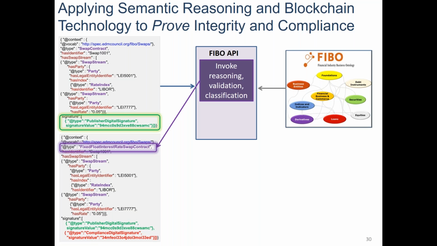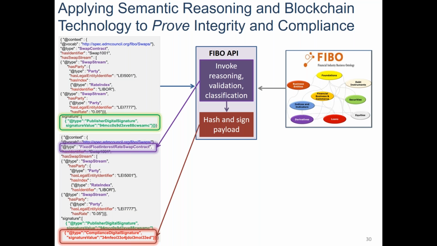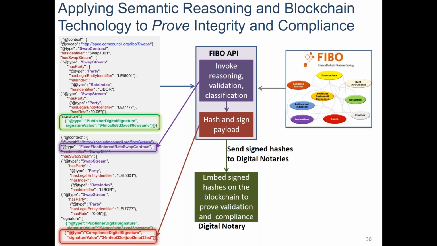and to perform classification. So this payload from the top is a swap contract. After we've run reasoning and validation, we could then regenerate the payload and say it's a fixed float interest rate swap contract, and we could digitally sign it that it has now been successfully validated and classified through the FIBO API, and this then could be hashed and signed and basically anchored onto the blockchain. This is where blockchain becomes valuable.